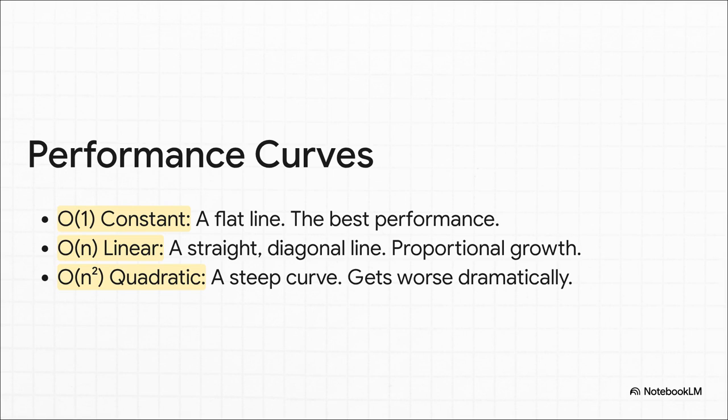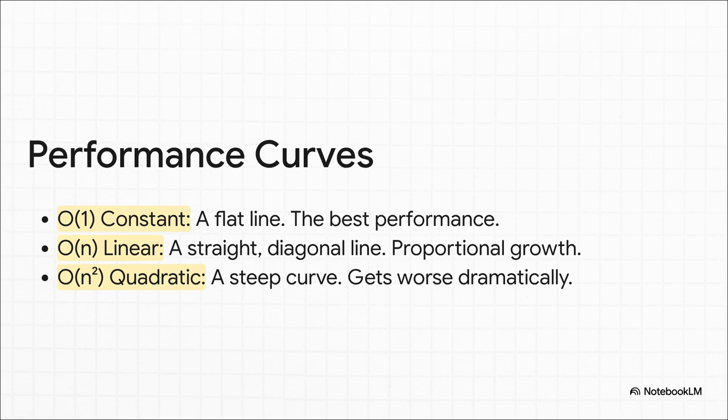Okay, so on that graph, our hero, O of 1, is a perfectly flat horizontal line. No matter how much data you add, the time stays the same. Beautiful. Our O of n function is a nice, predictable 45-degree line. More data, more time, perfectly proportional. But then you get to things like O of n squared, or quadratic time. And this is where things get really bad. The line starts to curve up, and then it just goes almost vertical.